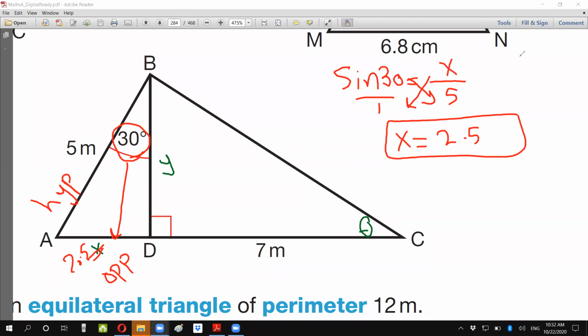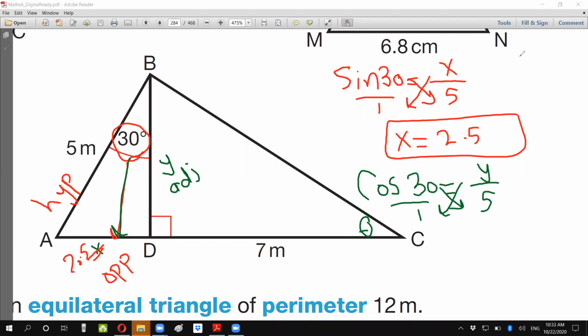This is adjacent, right? So this is opposite, adjacent, and hypotenuse. To find y, I will use cosine. Cosine 30 is equal to y over 5. Here over 1, cross multiplication. Y is equal to 4.33. I will write here 4.33.